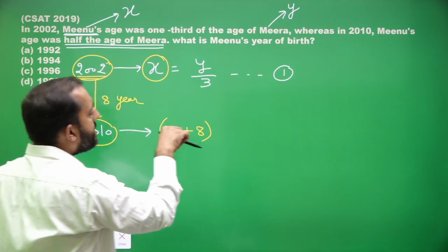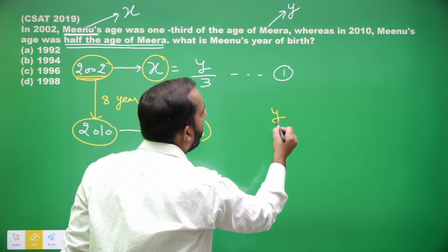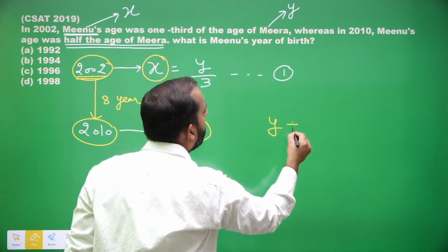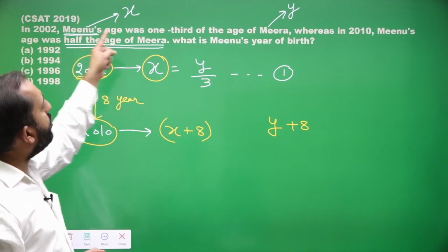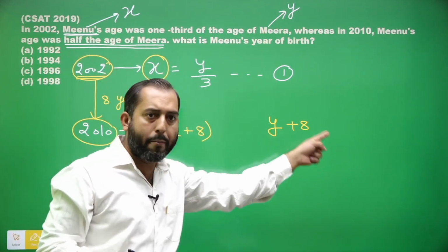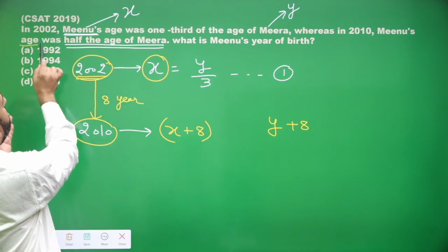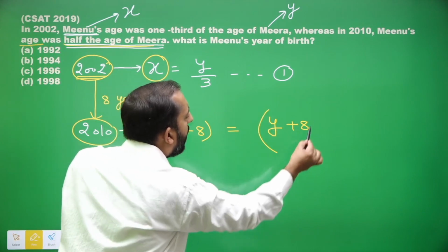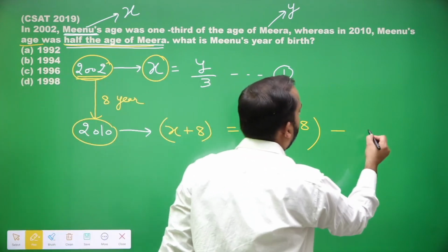And Mira's age is going to be what? Sorry, I'm really sorry. Mira's age will be Y plus 8, because in 2002, Mira's age was Y, so in 2010, Mira's age should be Y plus 8. Now it is given that in 2010, Minu's age was half the age of Mira, which means X plus 8 should be half of Y plus 8. This is our equation number 2.